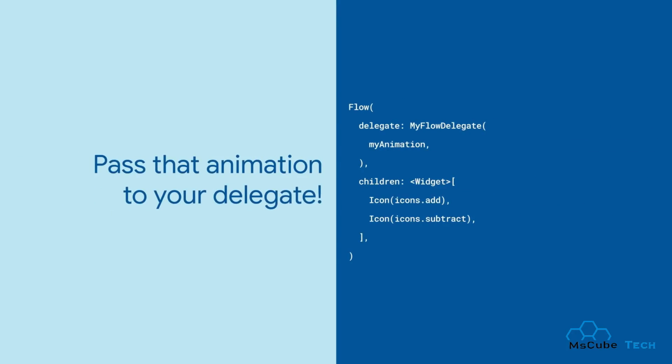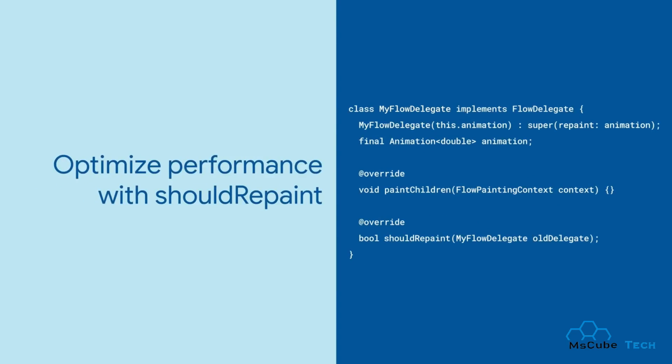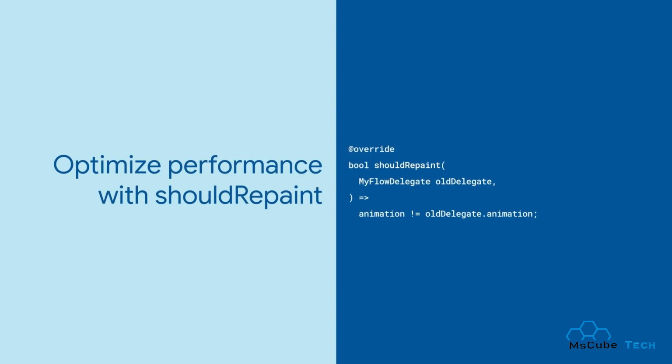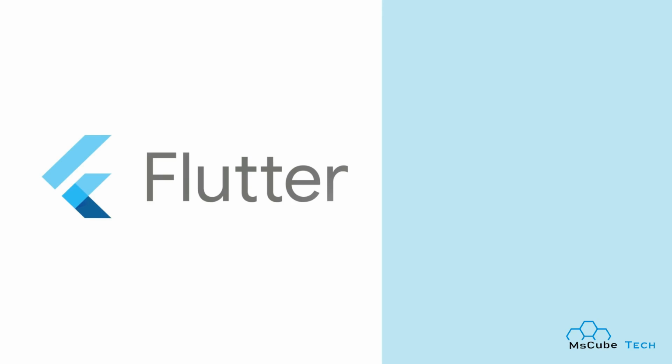Just don't forget to supply that animation in your widget tree. And lastly, implement the delegate's should repaint method. Use this to tell Flutter, there's nothing to see here, when there is in fact no change. And just like that, your widgets can get in the zone and dart all over the screen.